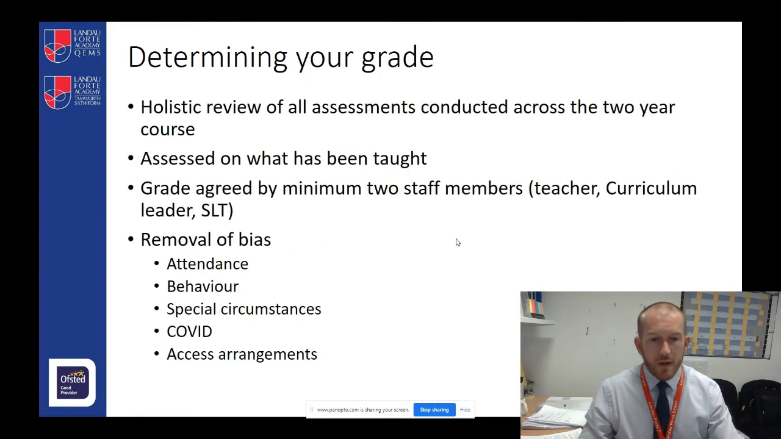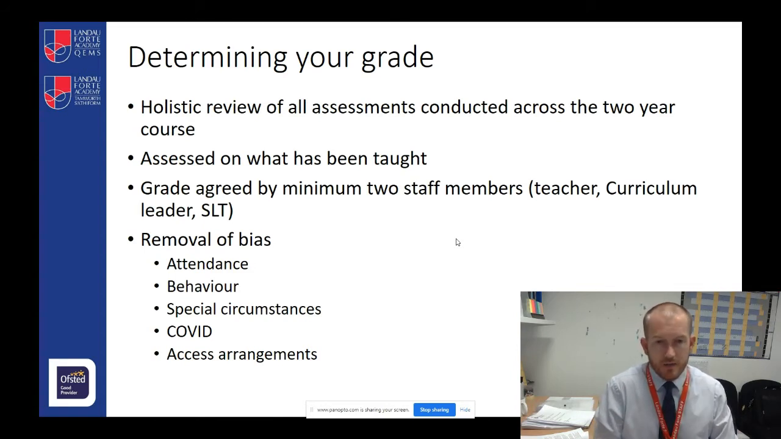So how will we use that evidence to determine your grade ultimately? Well, like the guidance said initially, and the further evidence that can be found on the website as well in terms of the parent and student guidance from the JCQ, your grade will be determined by a holistic review of all assessments conducted across the 2 years of the course. Now, what does that mean? The holistic view means that every piece of evidence that we have for you that fits with the criteria that we've been given can be used to base a judgment, and the fairest judgment, on your outcome at the end of the course.